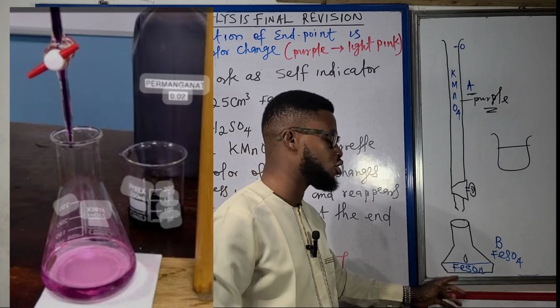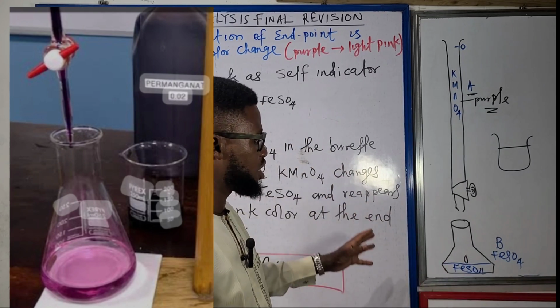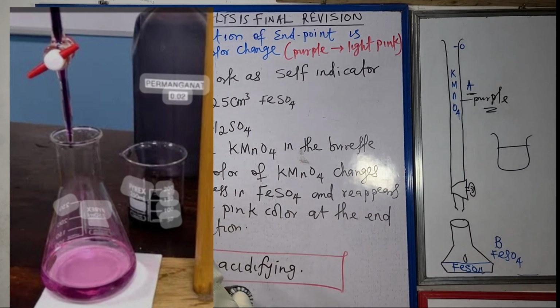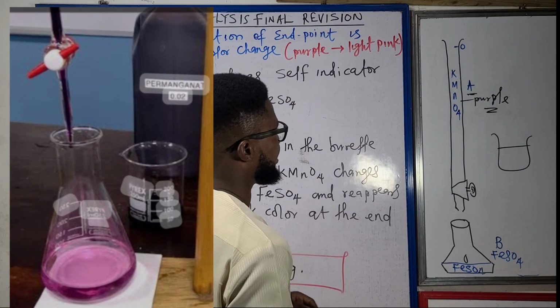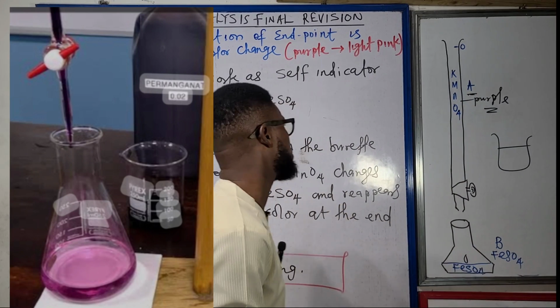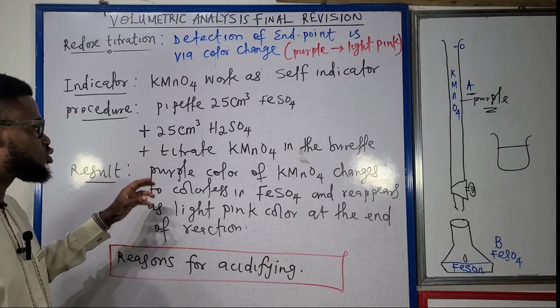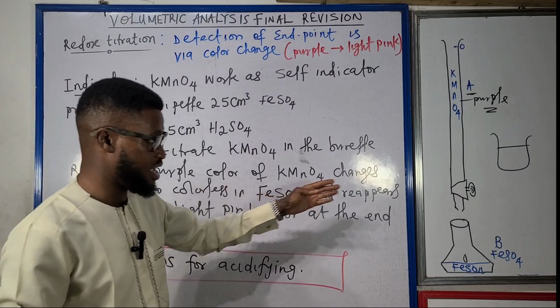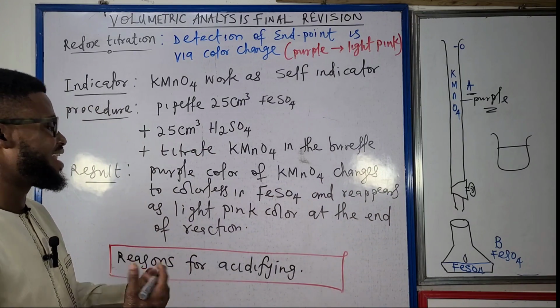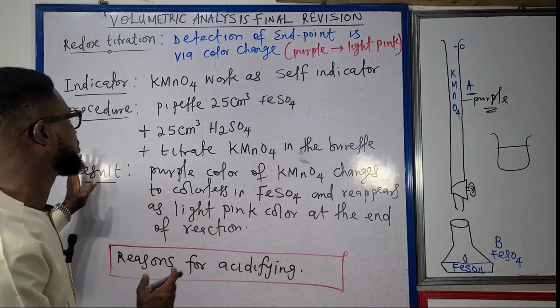At the endpoint, the color of the mixture is going to change from colorless to light pink. So invariably what we say here is that the purple color of the potassium permanganate changes to colorless in FeSO4, then at the endpoint it reappears as a light pink color. So that is the result.